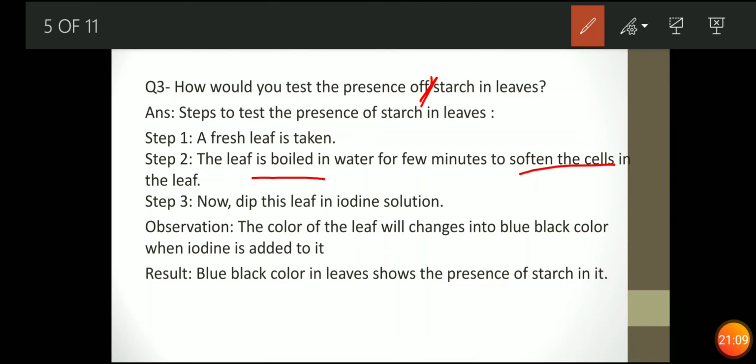Now dip it in iodine solution. Now what you will observe is that due to the softening of the leaf surface, the chlorophyll will be exposed and degenerate, and the starch will come out. And when the starch comes out and we put iodine solution, what will happen? It will convert into a blue black color. This blue black color indicates that the leaf has starch in it.